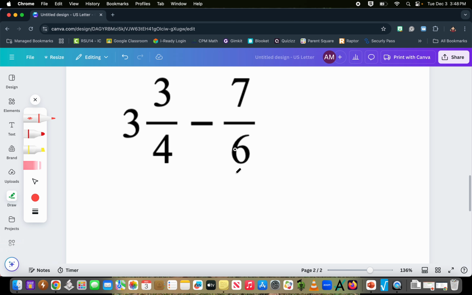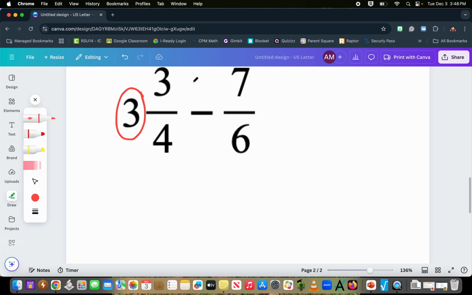So if we look at this one right here, I've got 3 3/4. Okay, so I'm going to take my 3 and I'm actually just going to circle this for now. And I'm going to look at 3/4 and 7/6. So my common denominator here: if I skip count by 4, I get 4, 8, 12, 16, and 20. And I skip count by 6, I get 6 and 12. And if you notice, I don't have to go any further because this is going to be my common denominator.